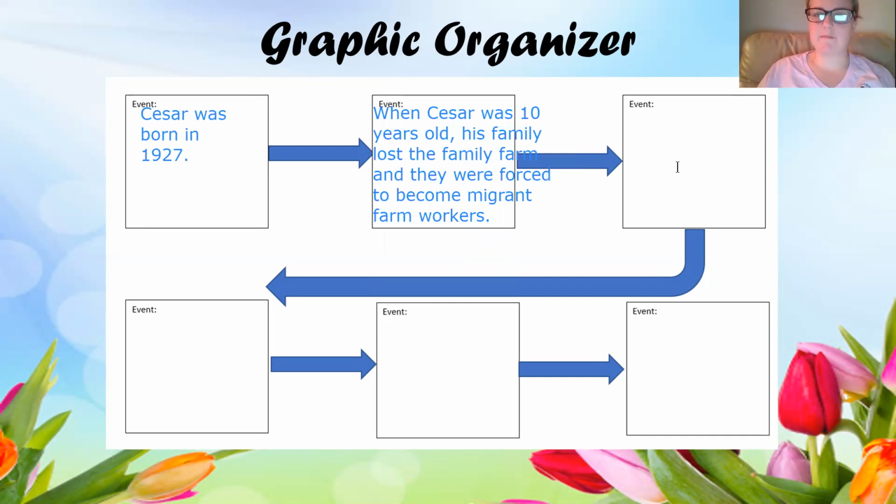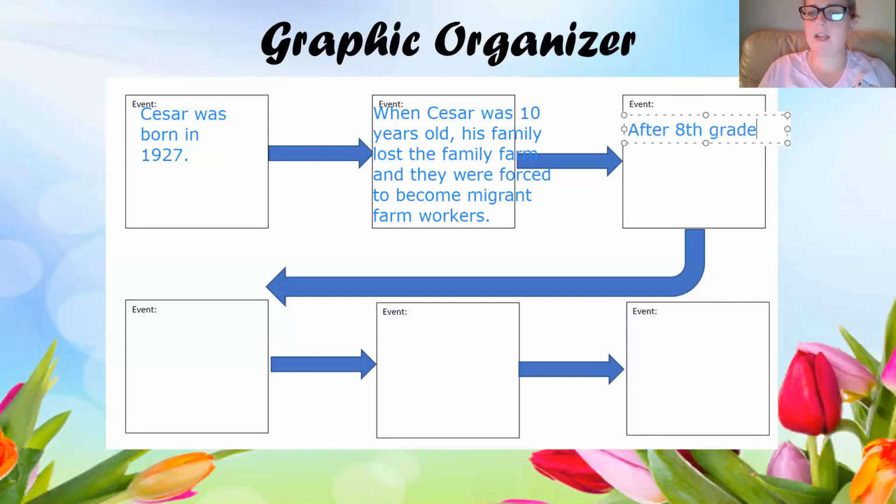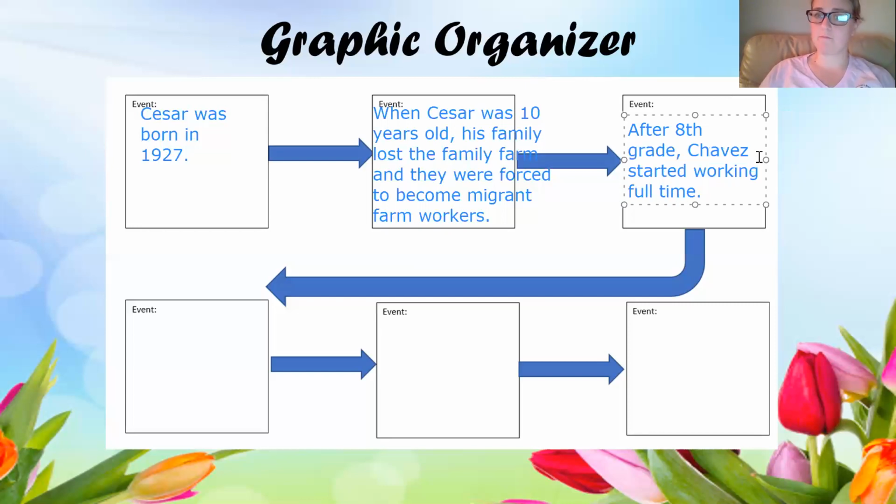Okay, the next event. So if I'm looking at the text, after graduating from 8th grade, Chavez worked full-time to support his family. Well, that's really important because it sounds like he stopped going to school. So after 8th grade, Chavez started working full-time. And that's important because that tells me why he was so concerned about the people's working conditions. All right, let's keep going.